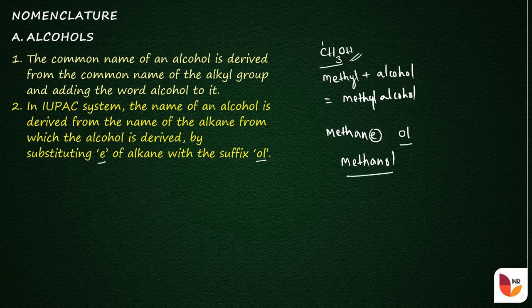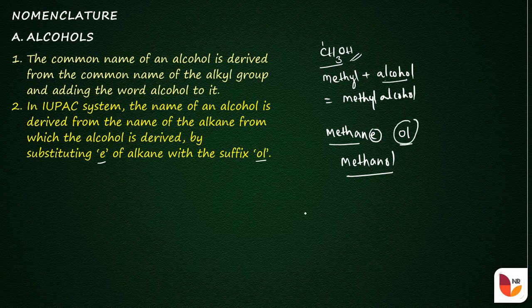So it is methanol. In the common system, first write the name of the corresponding alkyl group and then attach the word alcohol to it. In the IUPAC system, the name of an alcohol is derived from the name of the alkane, by replacing the E of the alkane with the suffix OL.